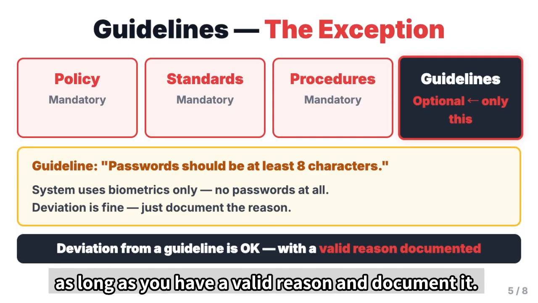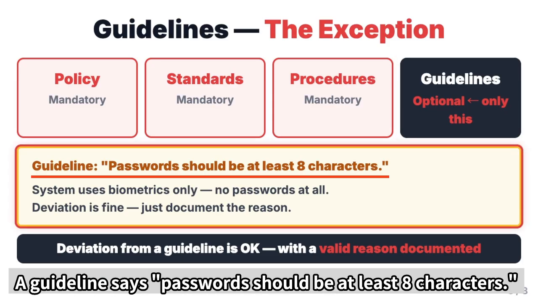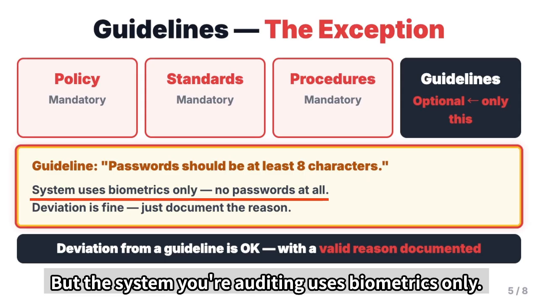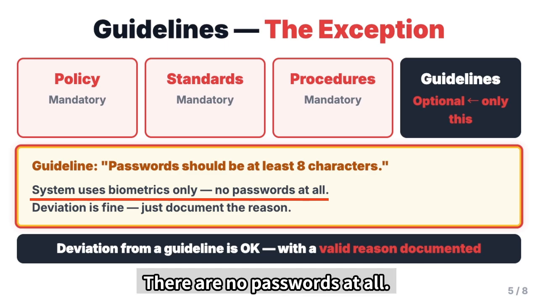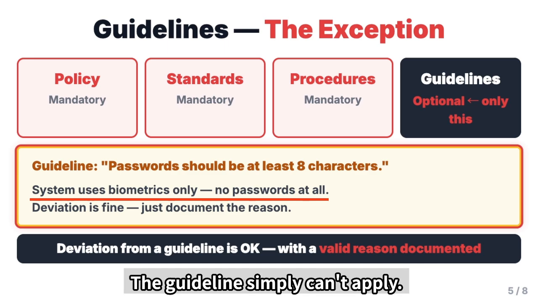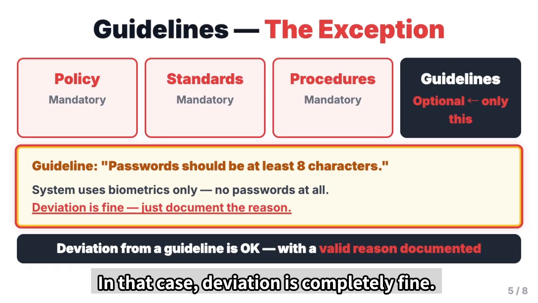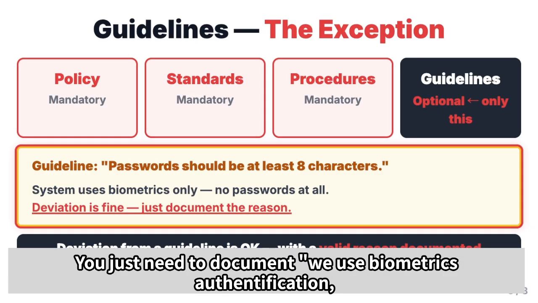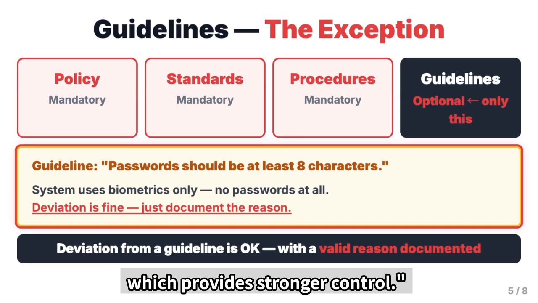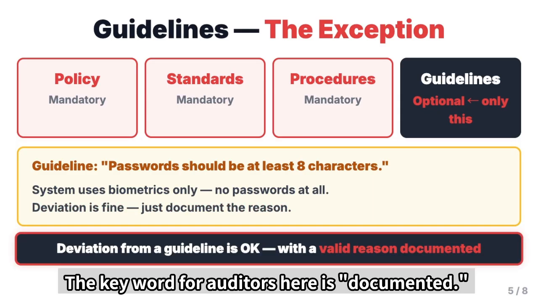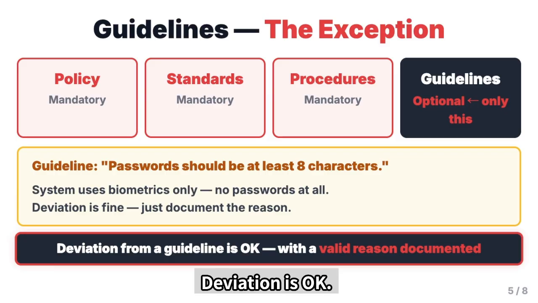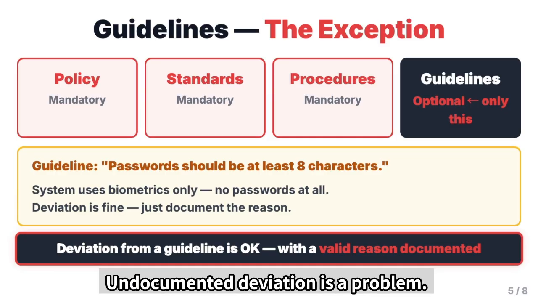Here's a real example. A guideline says, passwords should be at least 8 characters, but the system you are auditing uses biometrics only. There are no passwords at all. The guideline simply can't apply. In that case, deviation is completely fine. You just need to document: we use biometric authentication, which provides stronger control. The keyword for auditors here is documented. Deviation is okay. Undocumented deviation is a problem.